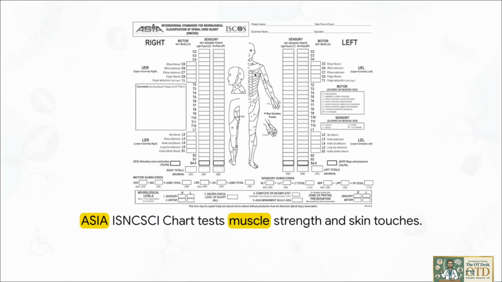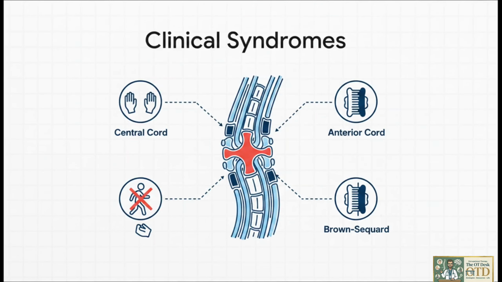By figuring out exactly which highway exits are still receiving signals, they can pinpoint the precise neurological level of the injury. Now, because the spinal cord has very specific lanes dedicated to specific signals, partial injuries end up creating highly predictable patterns or syndromes. Let's say the neck is bent backward way too forcefully. That squeezes the middle of the cord, causing what's called central cord syndrome.